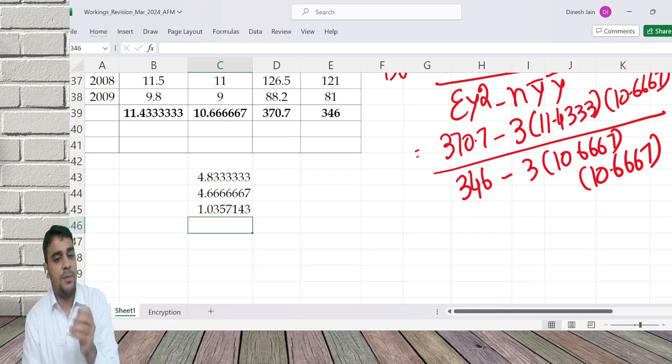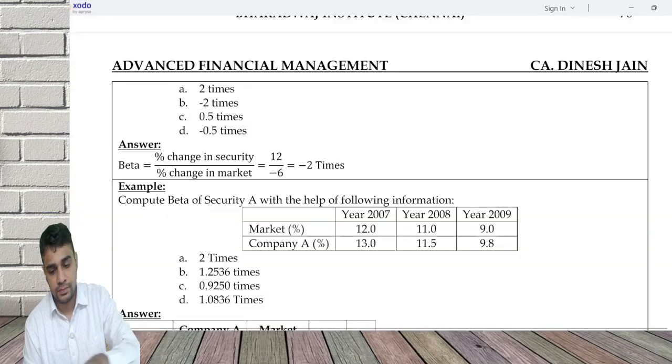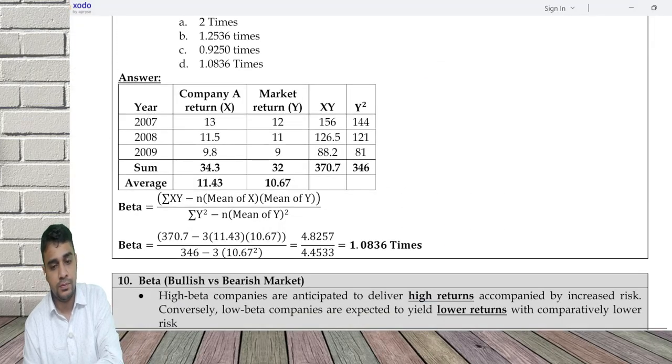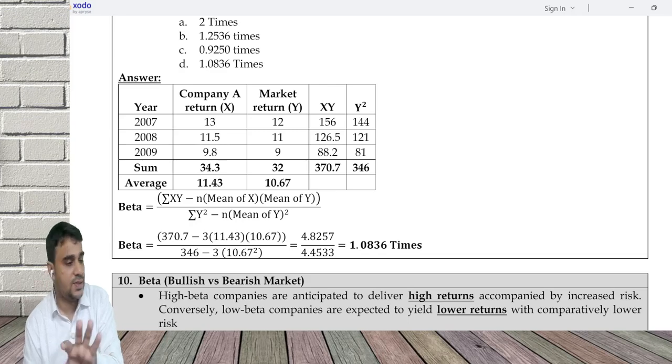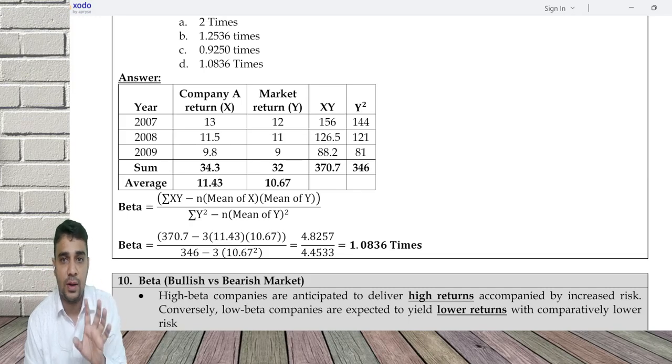I'm getting the beta as 1.0357. I've not done any rounding off in the calculation. Any doubts on this? Can we proceed? It is 1.0836 in this answer because rounding off has been done, to 2 decimals. I did it without rounding off.